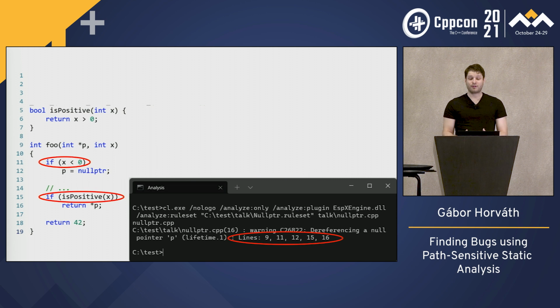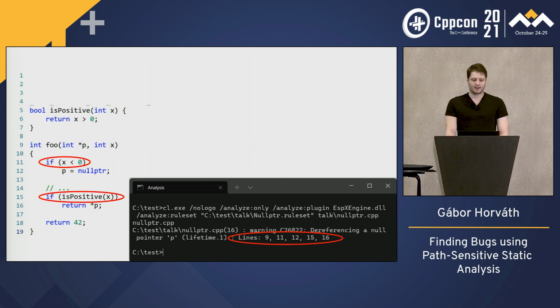So when we have a path-sensitive error report, we often have some data that could help us figure out what was going on. In this case, we have a list of lines, and this list of lines will help us reconstruct how the analyzer came to the conclusion. And if we look at this list of lines, we see that we took the branch in line 11 and executed line 12. So we set the value of P to null pointer, and then we took the branch at line 15 and hit the dereference at line 16.